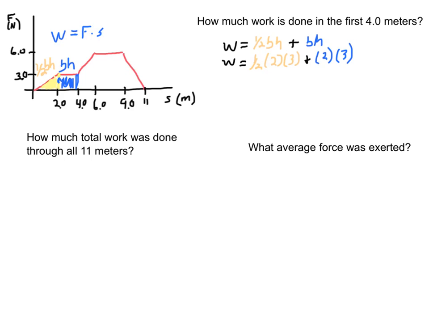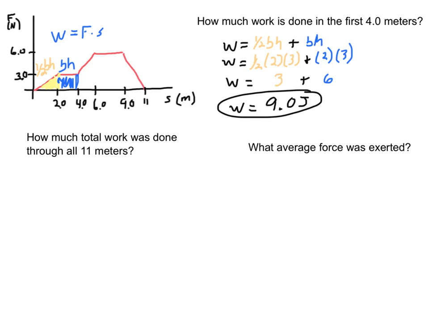Just be very careful here. What people end up using is they see what number is at the very end. And so they would say the rectangle has a base of 4. Well, that's not the case. The rectangle's base runs from 2 to 4, which is a base of 2. And I come out with the work done over those 4 meters, according to the graph over here, is 9.0 joules, the area under 9.0 joules.